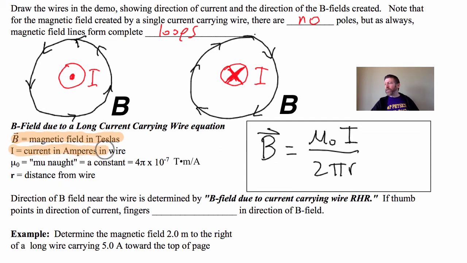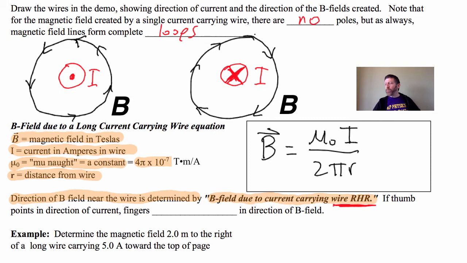I is the current in amperes being carried by the wire. Mu naught is a constant. It's exactly 4 pi times 10 to the negative 7. Exactly. And r is the distance from the wire. The B field due to a current carrying wire, right-hand rule is the short form.